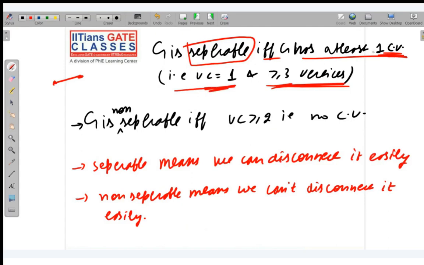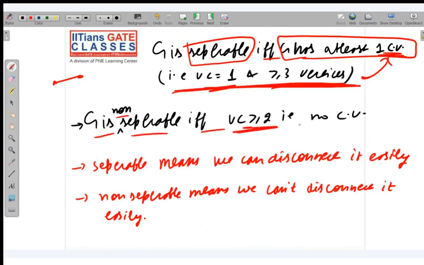So G is separable if and only if G has at least one cut vertex. This is one way of saying it. At least one cut vertex means vertex connectivity 1 and greater than equal to 3 vertices. Next, G is non-separable if and only if vertex connectivity is greater than equal to 2, that is no cut vertex. If there is no cut vertex, then G is non-separable.